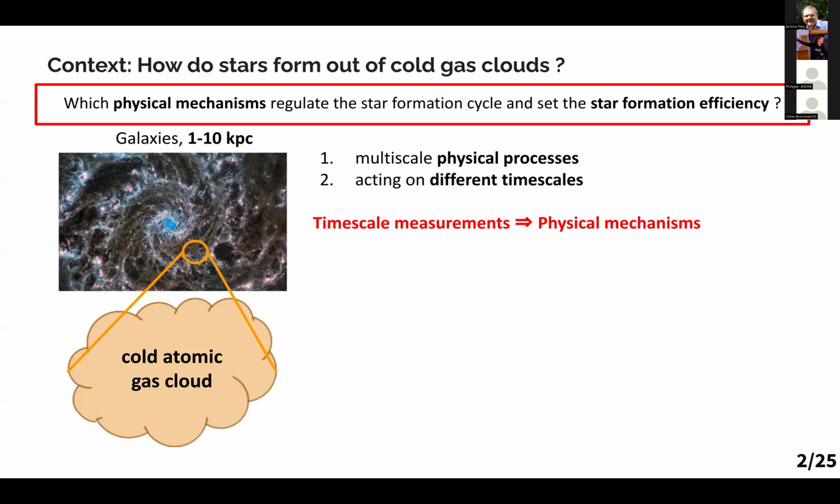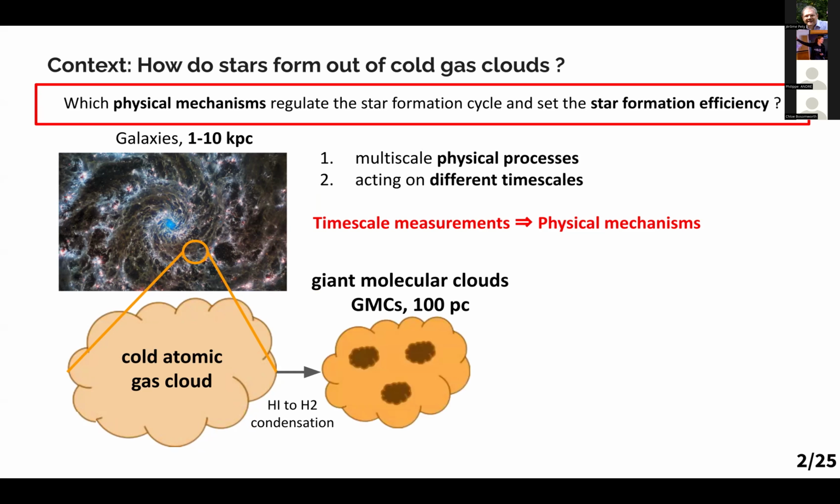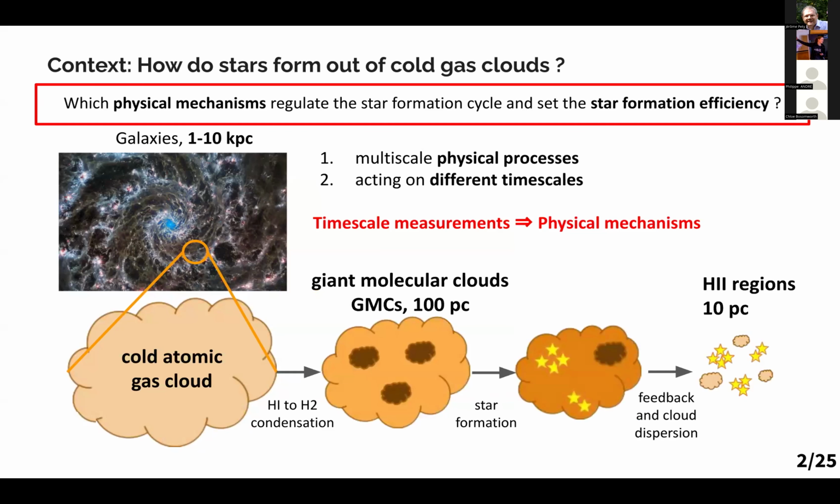Because this talk is supposed to be from the atomic to the molecular gas, I will start from the cold atomic gas cloud and then discuss a little bit what we know on the formation of giant molecular clouds with scales around a few hundred parsecs, and then how stars form within these molecular clouds, and eventually how the feedback from the stars that are formed within molecular clouds is going to act on their host molecular cloud and eventually disrupt the clouds.